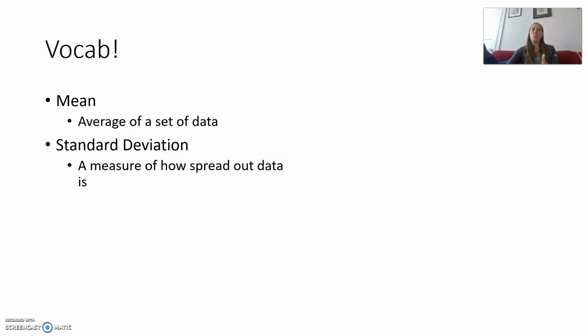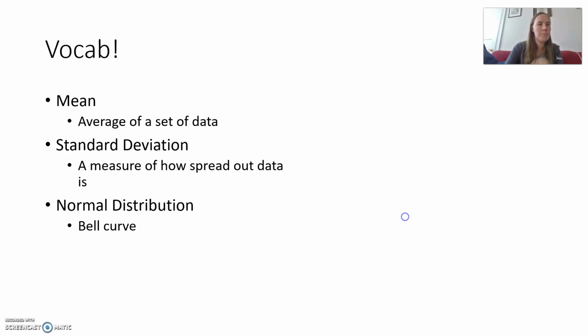The next thing is a new word. It's called the standard deviation. The standard deviation is how spread out the data is. Like, do I have the numbers 1, 2, 3, 4, 5, 6, 7, 8, 9, 10? That would be very spread out. Or do I have the numbers 4, 5, 5, 5, 5, 5, 5, 5, 5, 5, 6? That means they would be more condensed. So there would be a larger standard deviation for the first one and a smaller one for the second one.